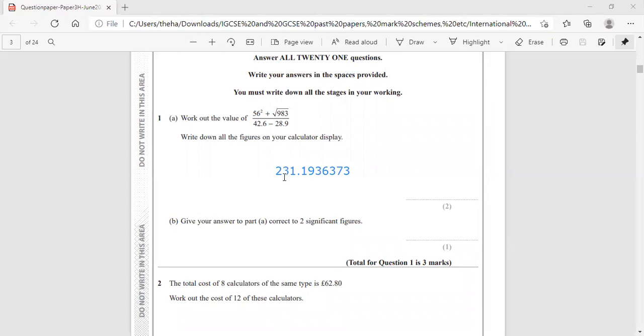So part 2, give your answer to part A to two significant figures. So all you need to do, look at the third digit. Is it above or below 5? It's below 5, so we don't round up. So we round down, so it's going to be 230, and that's our answer. So that's the answers for question 1. So we've got 3 marks already. So let's go on to question 2.